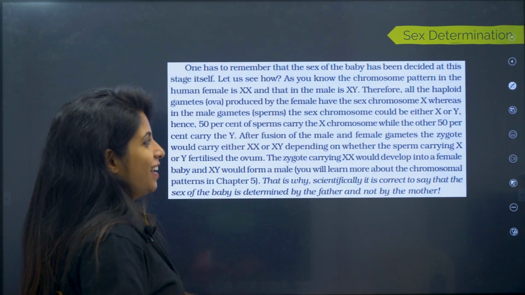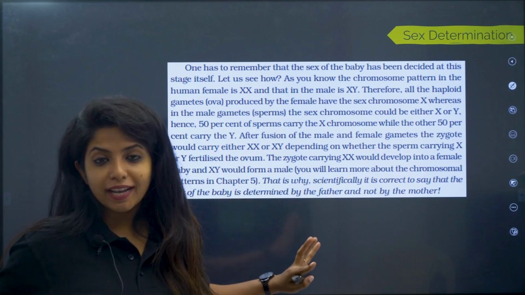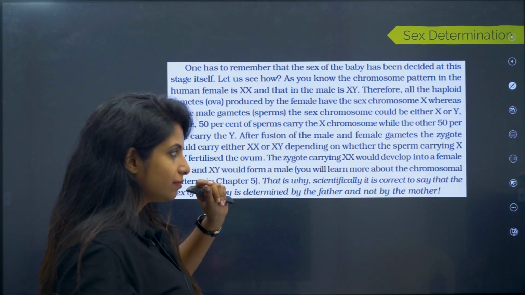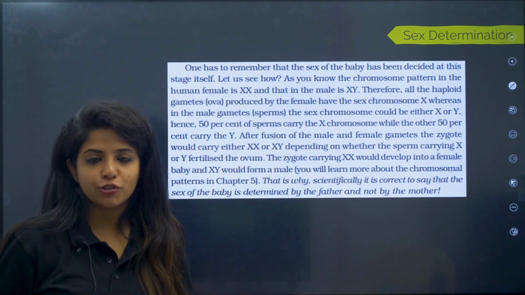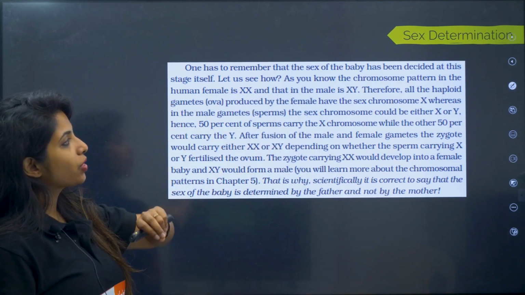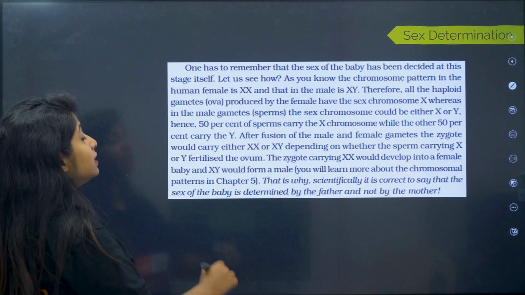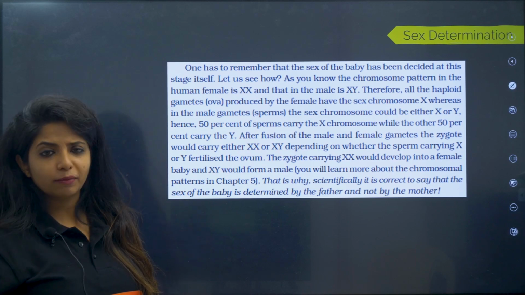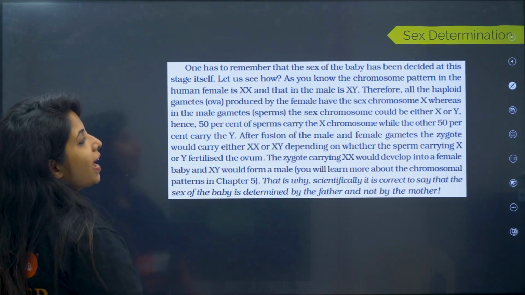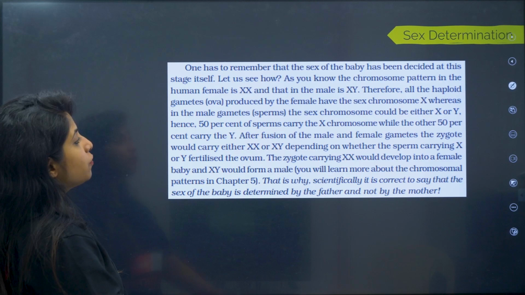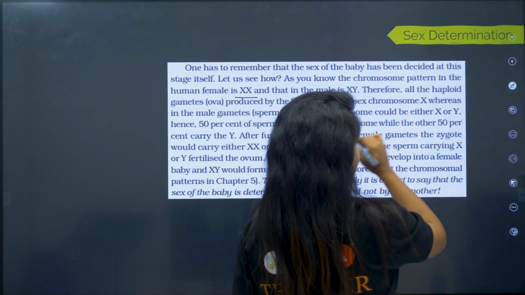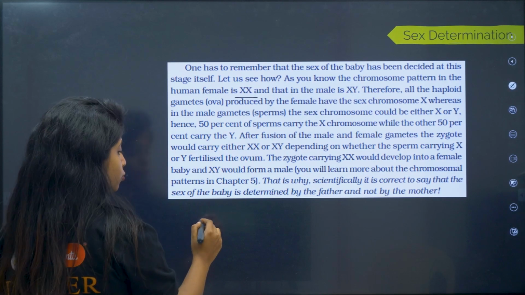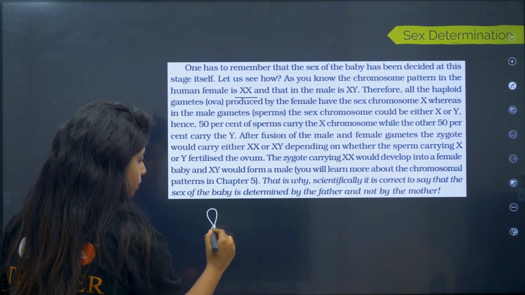Now that is done. The fusion, fertilization, is done. Now let's go on to the next thing, that is sex determination. One has to remember that the sex of the baby is decided at this stage itself, during zygote formation. Let us see how. As you know, the chromosome pattern in human female is XX. We have studied this in 10th standard, right? So females have two sex chromosomes.